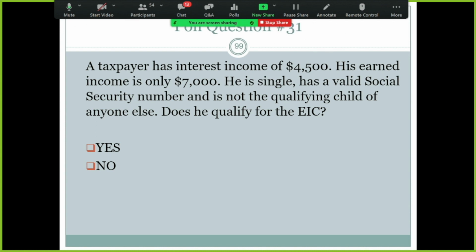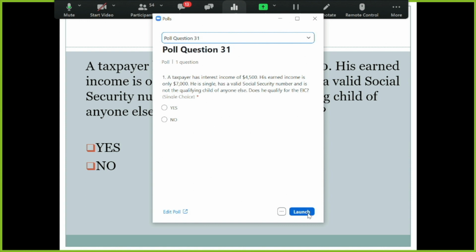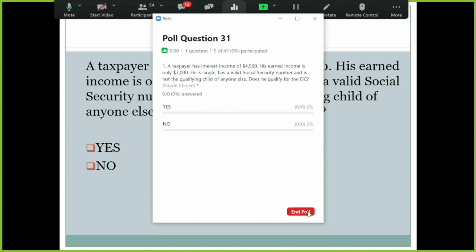So we are up to a poll question. It says a taxpayer has interest income of $4,500. His earned income is only $7,000. He is single, has a valid Social Security number, and is not the qualifying child of anyone else. Does he qualify for the EIC? So launching this poll question, and it'll give you about a minute to answer.